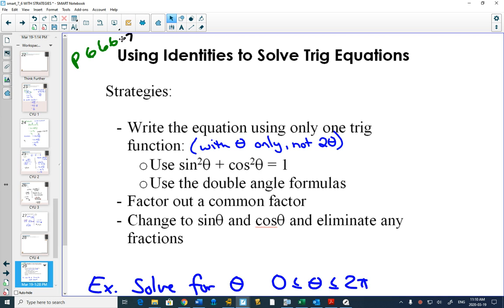Sometimes you won't be able to write an equation with only one trig function. And so you might have to factor out a common factor. There might be an equation with a sine and a cos, but you can factor out a single one. And the last strategy is, again, in a solving equation, you can change things to sine theta and cos theta and eliminate any fractions. It is a solving question, so you can get rid of fractions. So we're going to look at a number of examples that you have to use identities for solving.